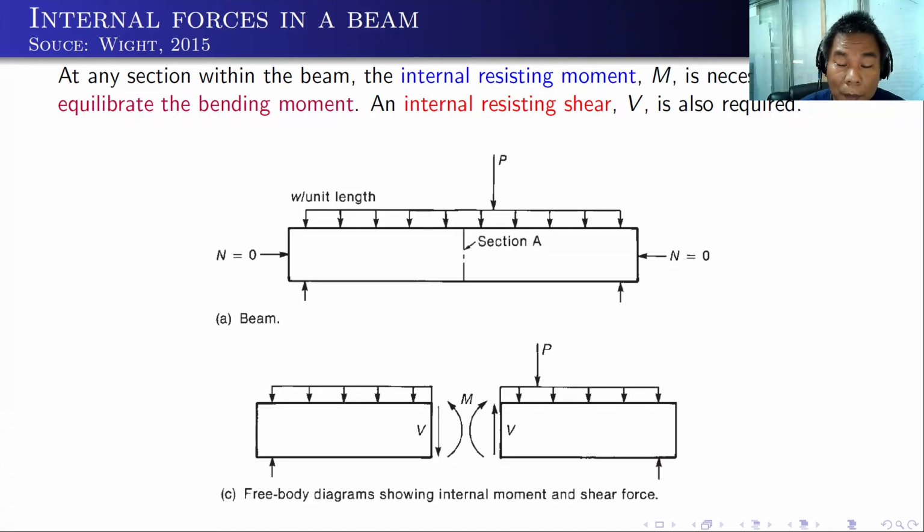And also, aside from the internal resisting moment, we can add internal resisting shear V. Whatever the bending and the shear on the left of the section, it is also the same on the other side, but in the opposite direction, so that the other section should also be in equilibrium.